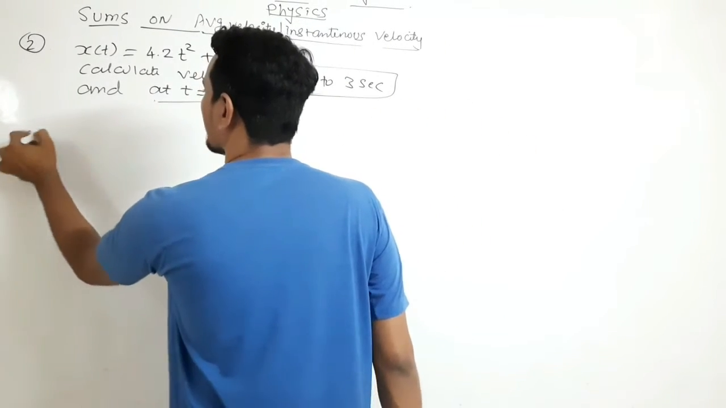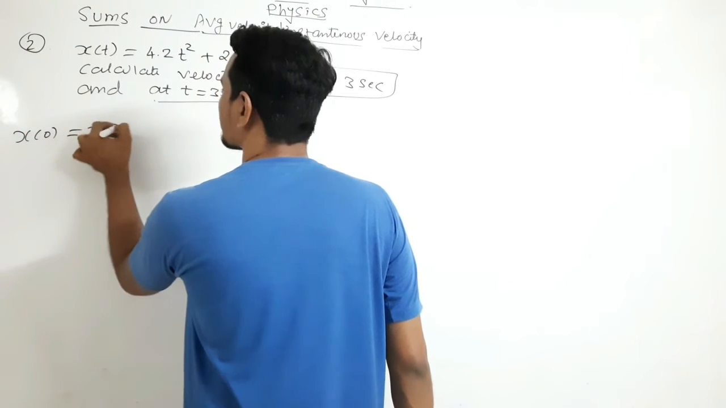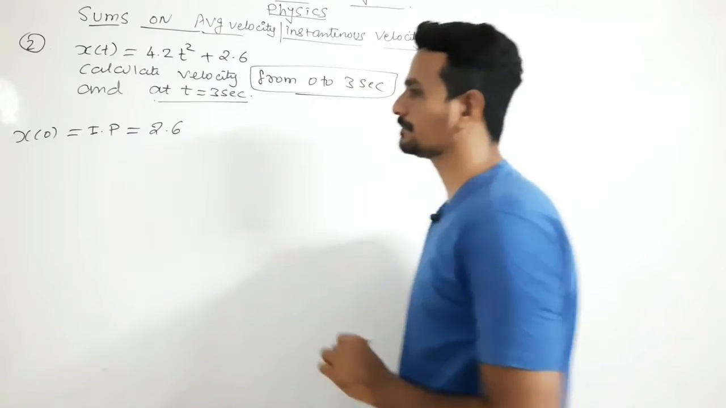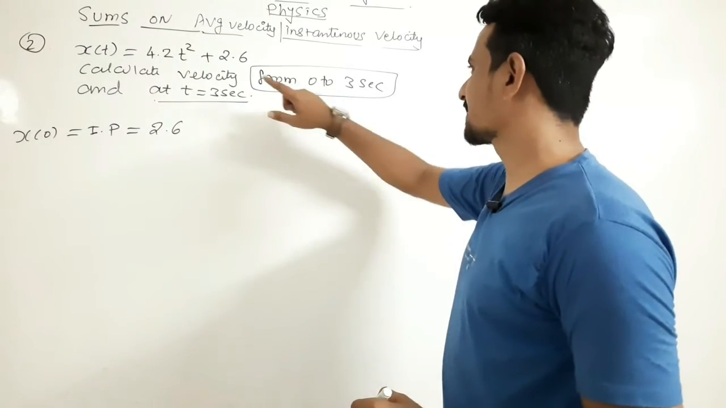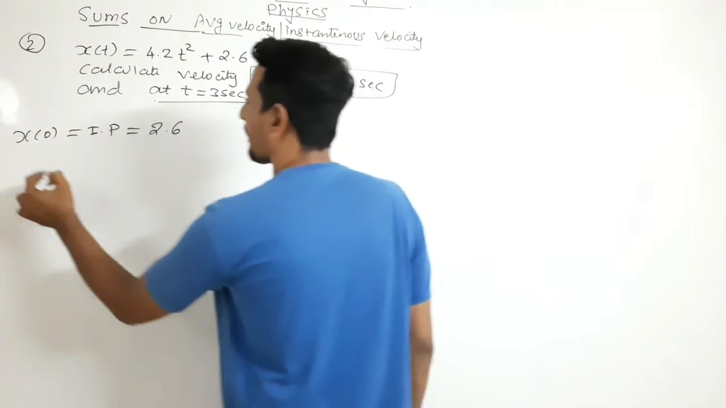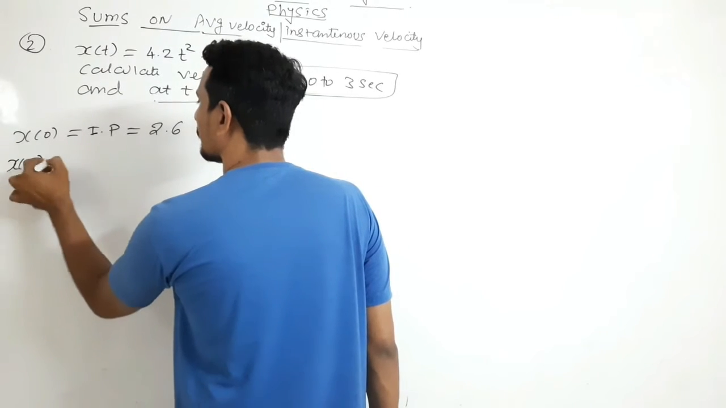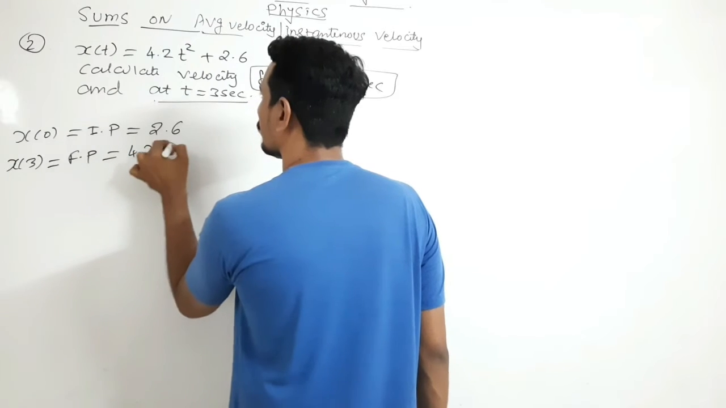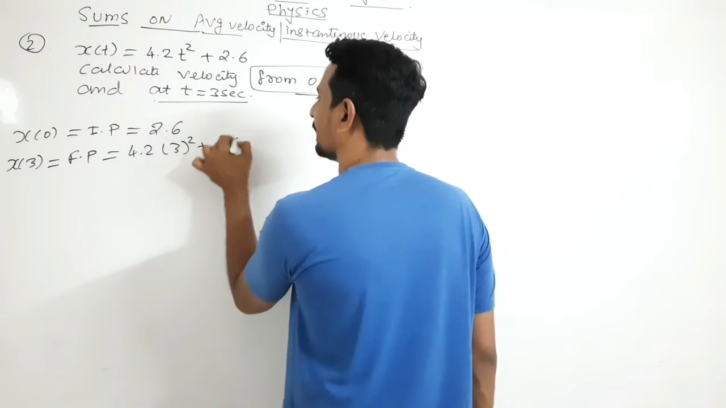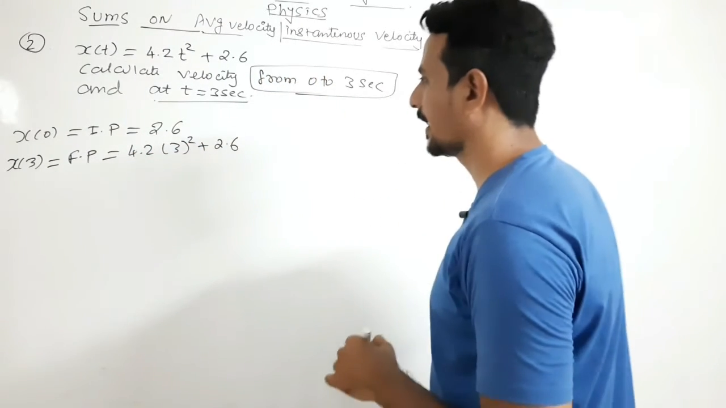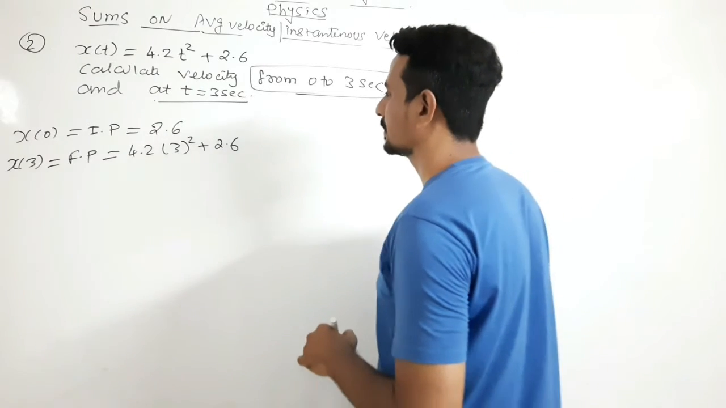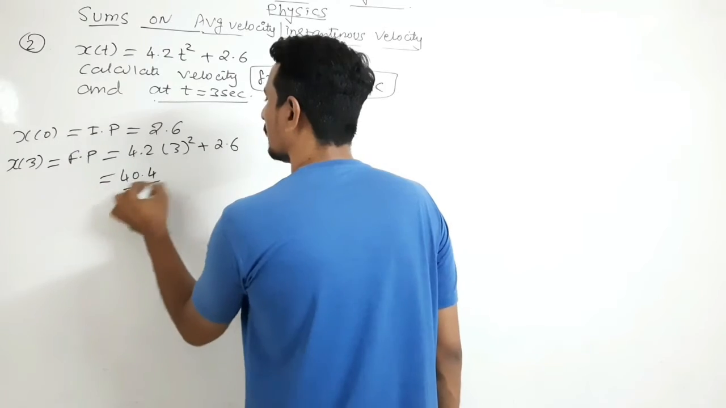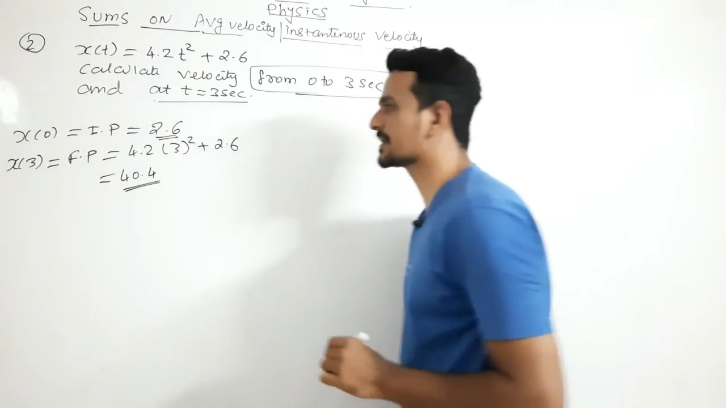So first of all, let us find the velocity from 0 to 3 seconds. Substitute t equals 0, this will give me the initial position. So it is equal to 2.6, right? Substitute t equals 3 seconds. That will give me the final position, which is 4.2 into 3 square plus 2.6. 9 into 4.2, 40.4. So this is the final position, this is the initial position, right?